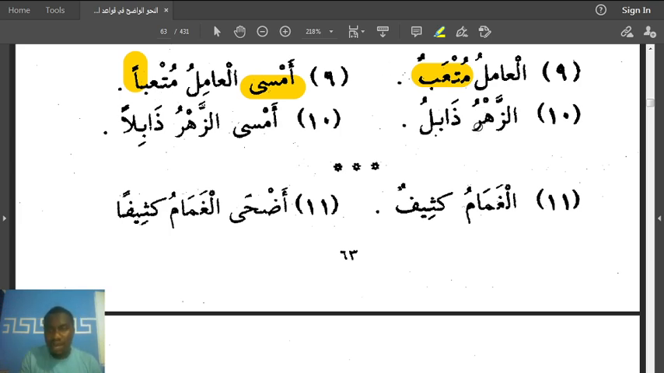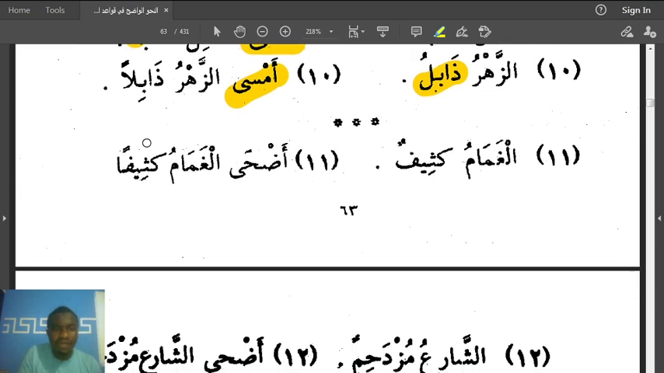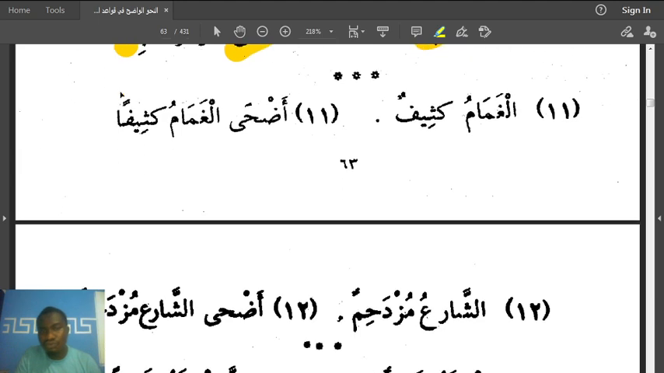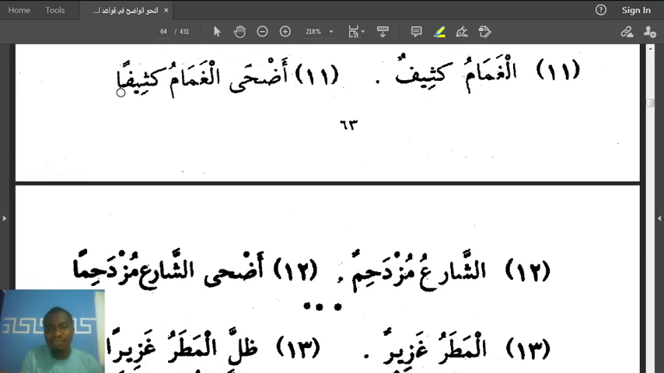Az-zahru, the flower, dhabilun, is withering. Az-zahru dhabil, the flower has dried up or has withered. Amsa az-zahru dhabilan, the flower has become withered or dried up. Done with amsa. Keep marking them. Amsa is gone.